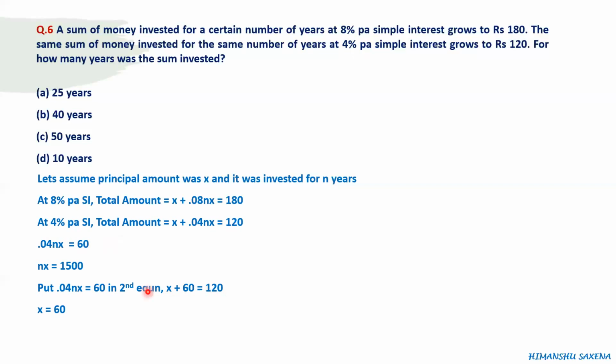Now for how many years was it invested? You just put the value of x here and you get the value of n. So n is equal to 1500 by 60, which is 25 years. So our answer would be A, 25 years.